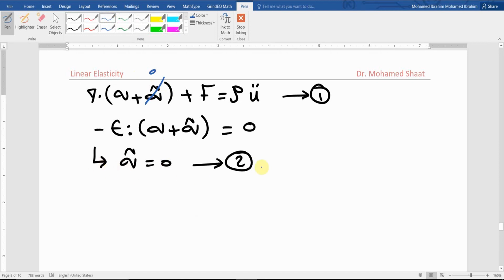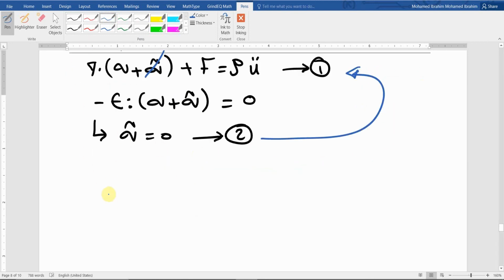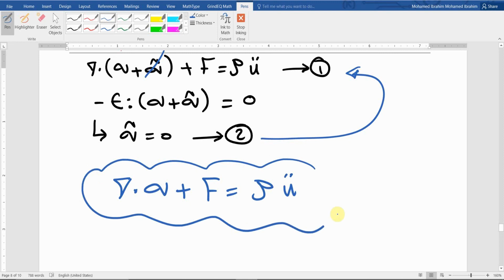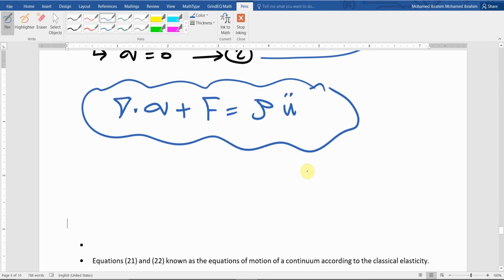So if you substitute the second equation into the first equation, we end up with just one equation: nabla dot sigma plus f equals rho u double dot. This is the only equation of elasticity that you will find if you open any textbook, for linear elasticity or even nonlinear elasticity. This is for any continuum mechanics. These are the equations of motion for the continuum based on classical mechanics. If you open any textbook on continuum mechanics or linear elasticity, you're going to find the equation of motion represented in this form.